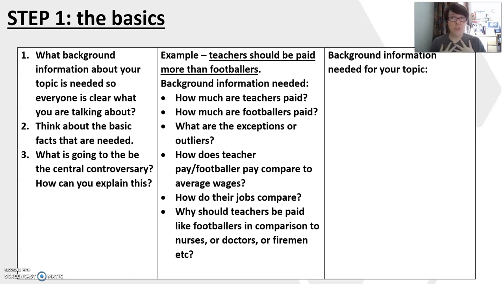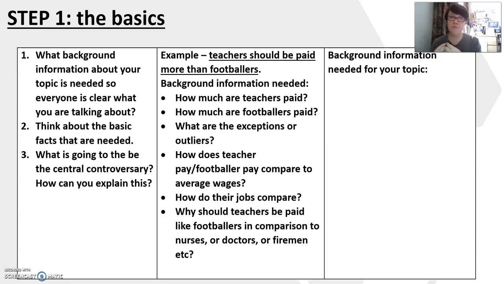So imagine I was doing my speech on the idea that teachers should be paid more than footballers. Okay? So I have to imagine that all of my audience, all of you, know nothing about that. So here is the basic information that I would need to explain. How much do teachers get paid? How much do footballers get paid? What are the exceptions to this kind of average? What are the outliers? Are there some teachers that make loads of money? Are there some footballers who are paid very little at all?